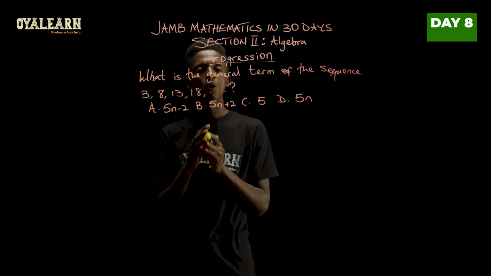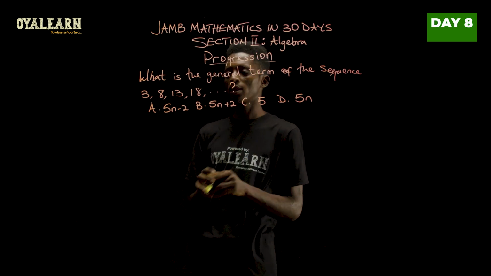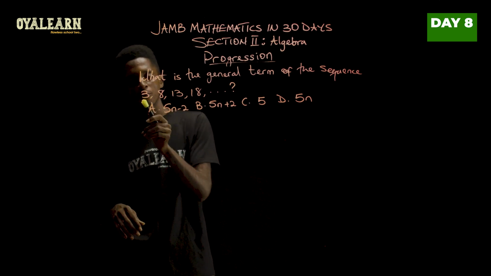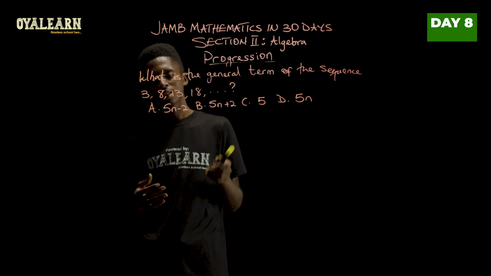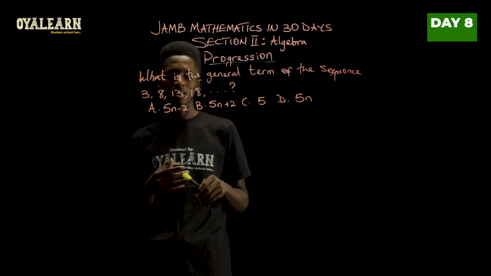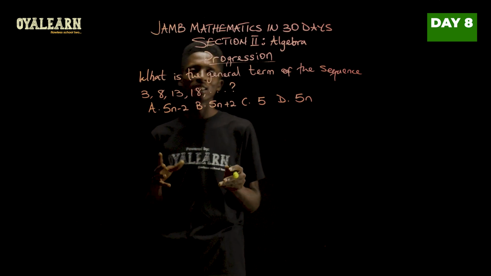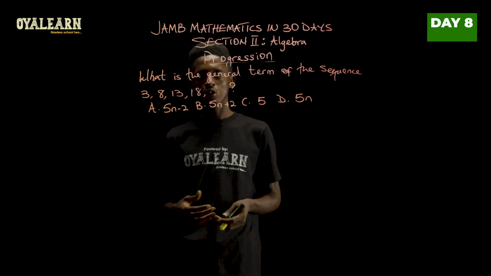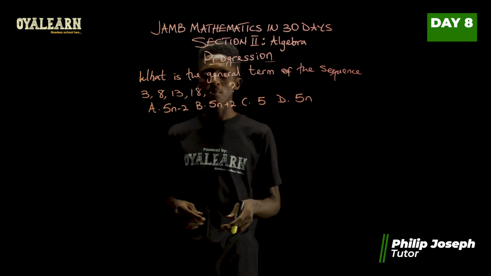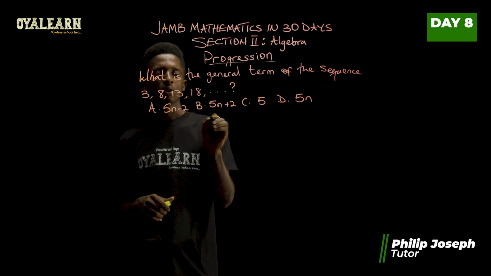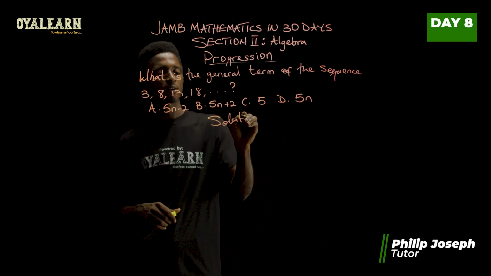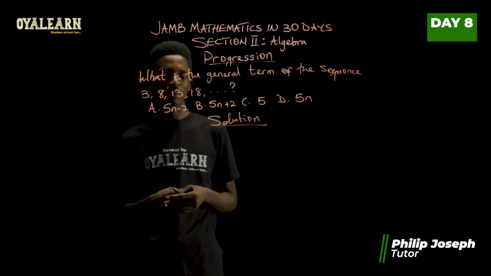This question says, what is the general term of a sequence? So we have a sequence where the first term is 3, and then the next terms are 8, 13, 18, and so on. So we have to find the general term. That is an equation to find each of the terms in this sequence. Now, in this kind of question, what we have to do is to test the options provided.